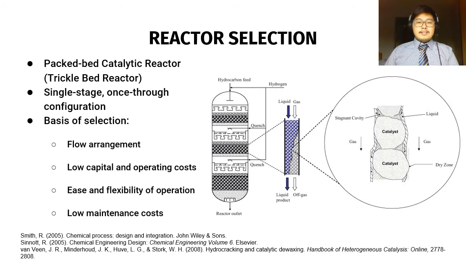Last but not least, the catalyst beds in trickle bed reactors, unlike fluidized bed reactors, are rigid and do not settle at the bottom of the reactor. As a result, fouling and plugging of the reactor can be prevented, thus avoiding high maintenance costs.